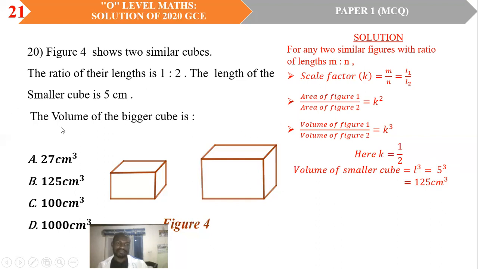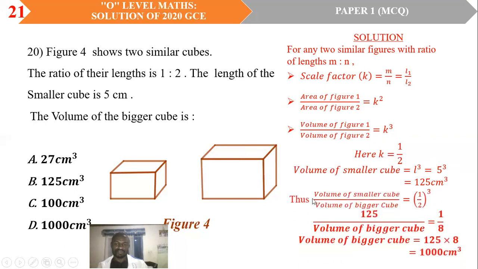To find the volume of the bigger cube, we use this relation. Volume of small cube over volume of bigger cube is equal to k cubed, which is half cubed. We make the volume of the bigger cube the subject. Expanding this, we have 1/8, and we cross multiply. Cross multiplication gives the volume of the bigger cube to be 125 times 8, which is 1000. Answer D.